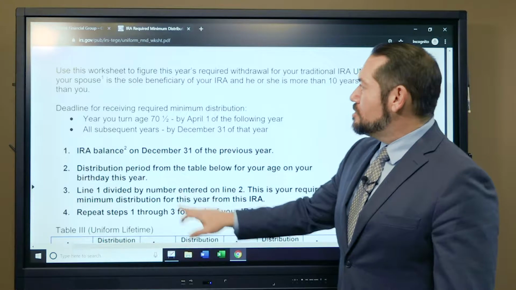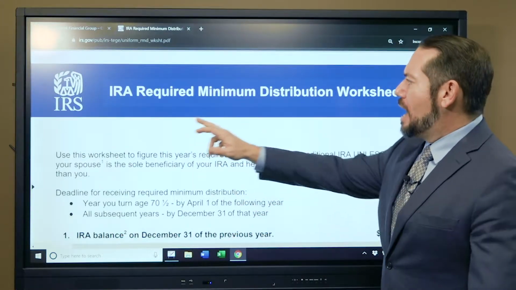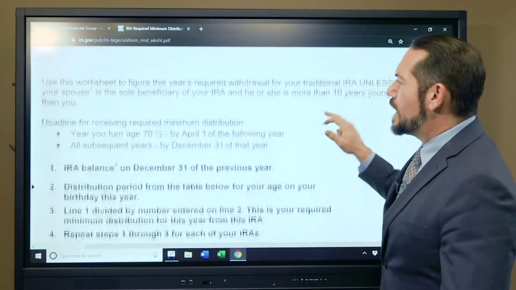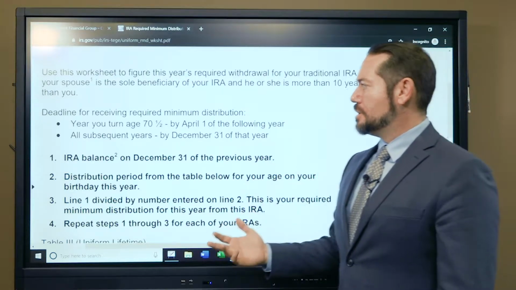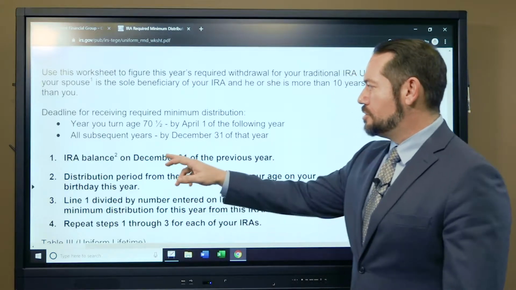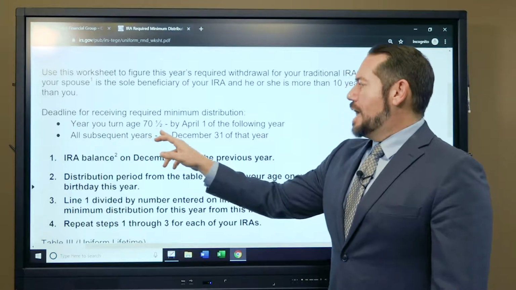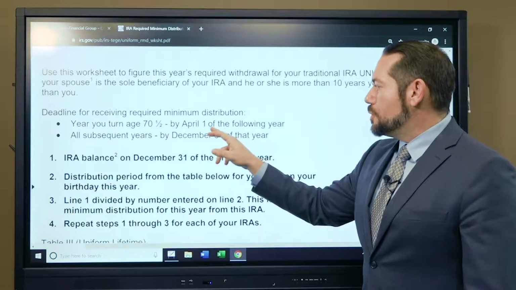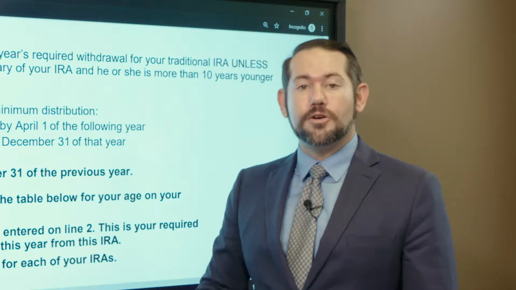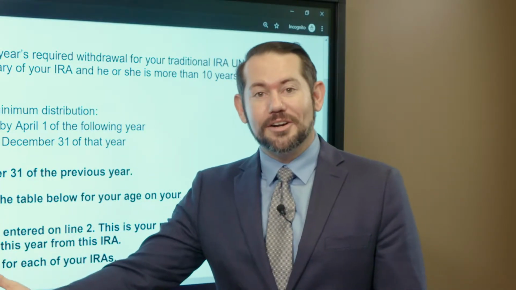So this is the worksheet from the IRS. It's your RMD calculation worksheet. You can find this simply by Googling IRS RMD calculation worksheet. The year you turn 70 and a half, you have to take your first required minimum distribution by April 1st of the following year. Now, be careful.